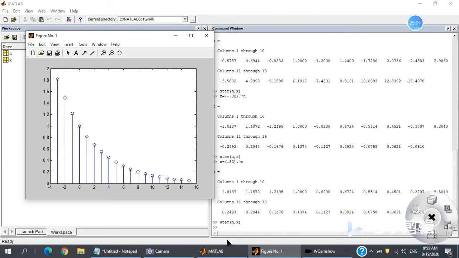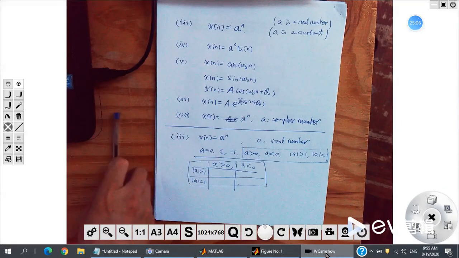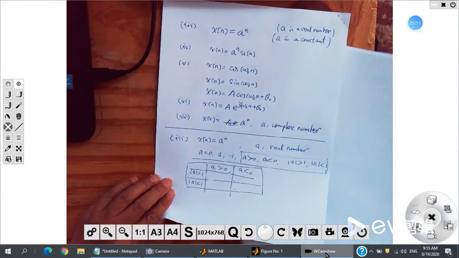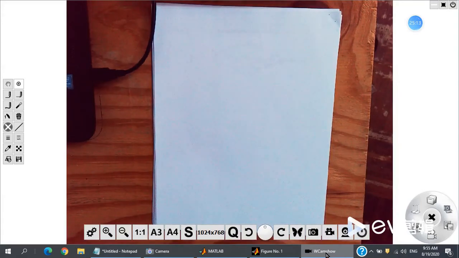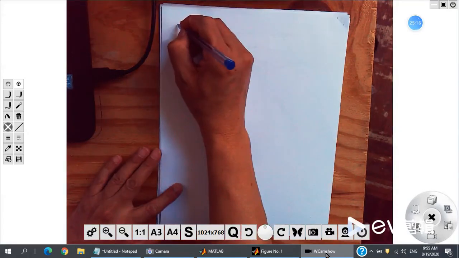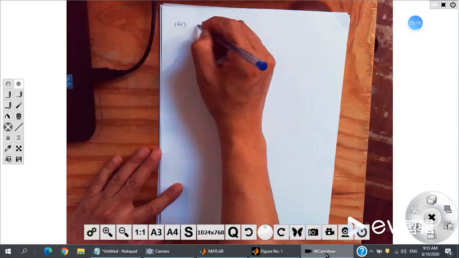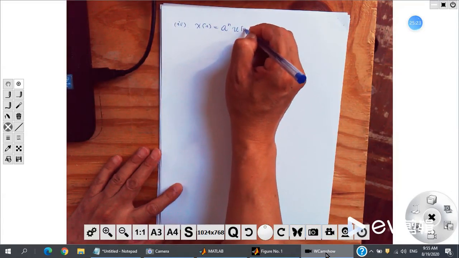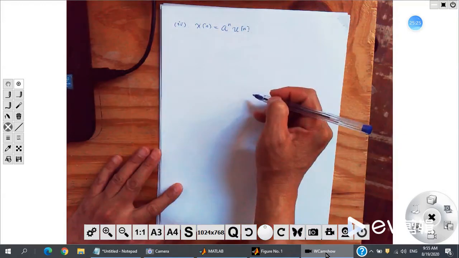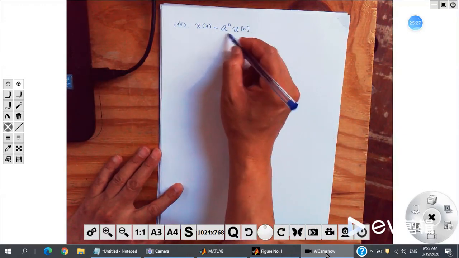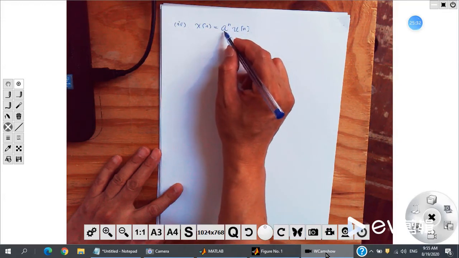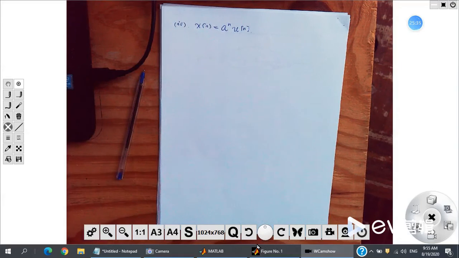And the second one: we multiply this a to the n with u of n. So x of n is a to the n times u of n. This one will look like a to the n for positive n, and for negative n it will be 0. Alright, so we can see here.